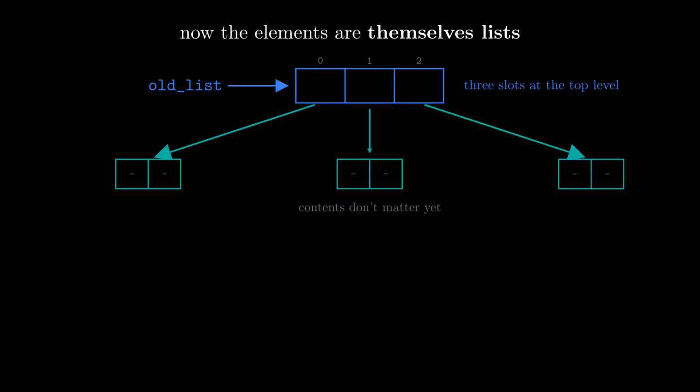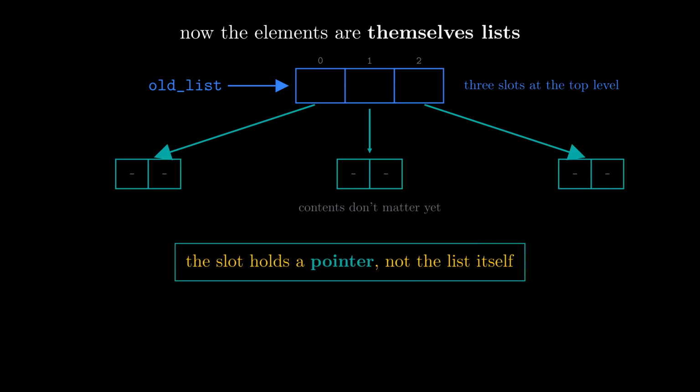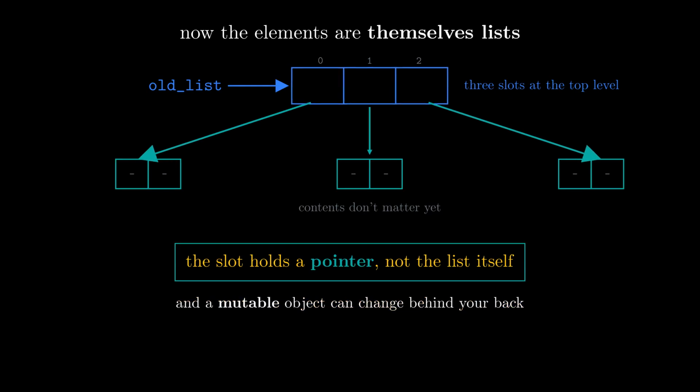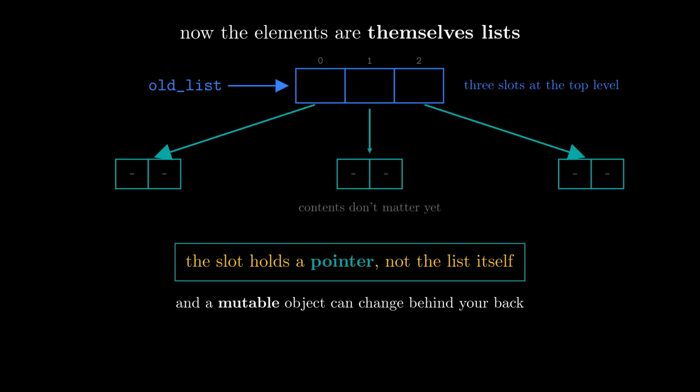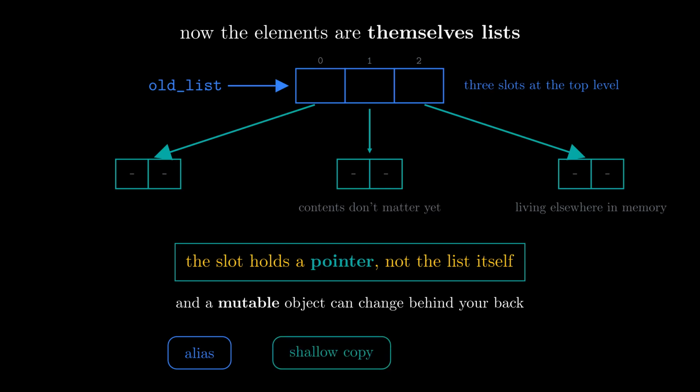Here is the detail that changes everything. A list slot never holds the object itself, it holds a reference to it, and once that object is mutable, that reference is the thing you have to think about. So old list is one object holding 3 arrows, each aimed at a separate list, living somewhere else in memory. 3 operations act on this structure: aliasing it, shallow copying it, and deep copying it.